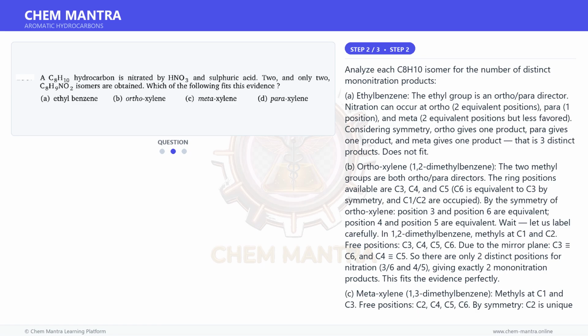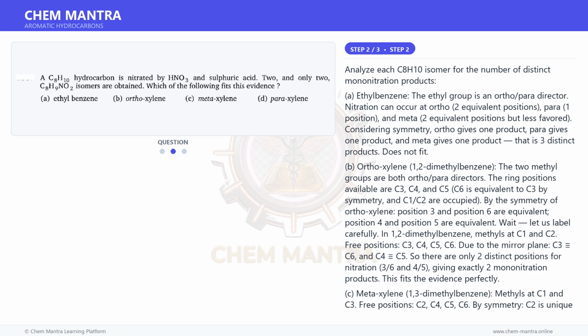B. Orthoxylene, 1,2-dimethylbenzene. The 2 methyl groups are both ortho-para directors. The ring positions available are C3, C4 and C5. C6 is equivalent to C3 by symmetry, and C1, C2 are occupied. By the symmetry of orthoxylene, position 3 and position 6 are equivalent, position 4 and position 5 are equivalent.